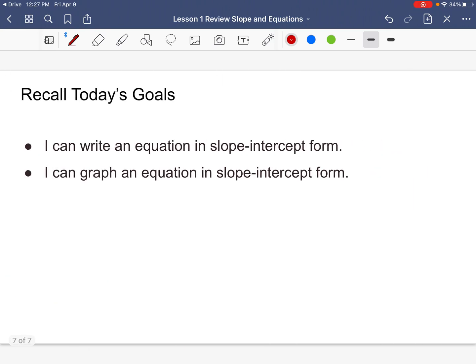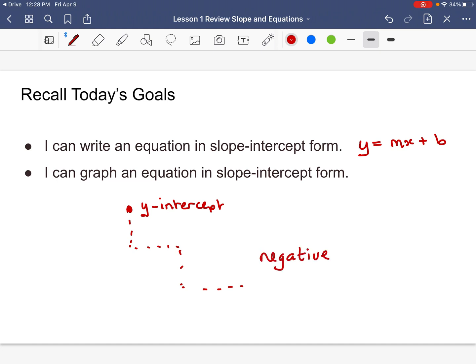So today you saw how to write an equation in slope-intercept form. It should be y equals mx plus b, with the y isolated on its own on the left-hand side. And you saw how to graph an equation in slope-intercept form. Graph your y-intercept, and then count down and across, or up and across if it's positive, but for negative slope, go down and then to the right. It'll be like this. And that's the end of today's lesson.